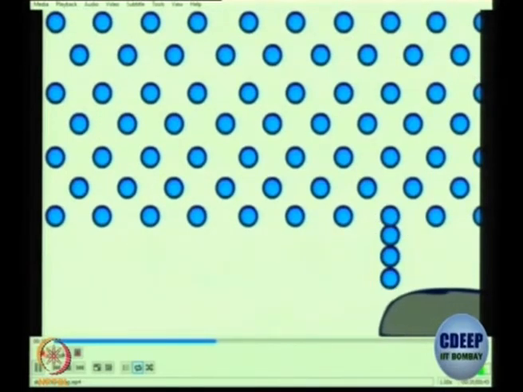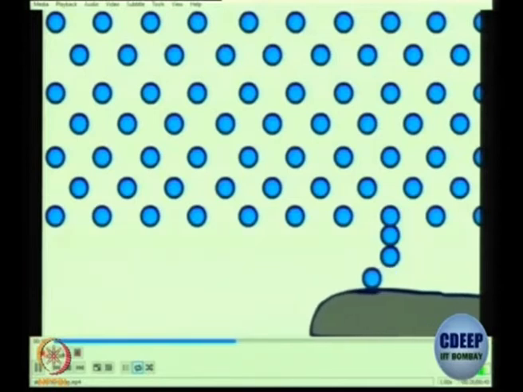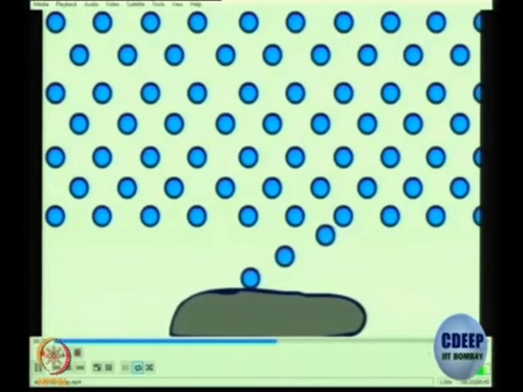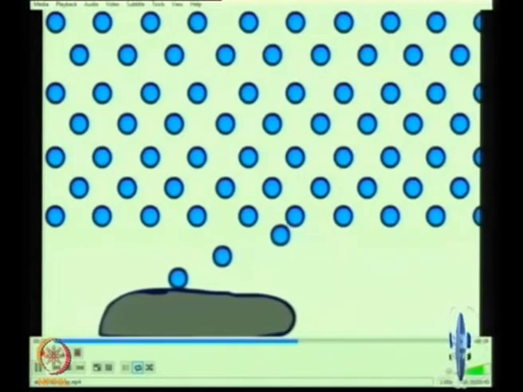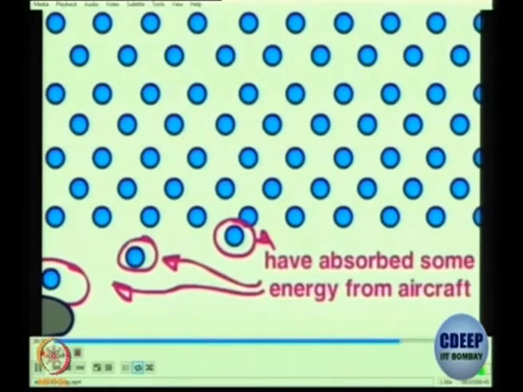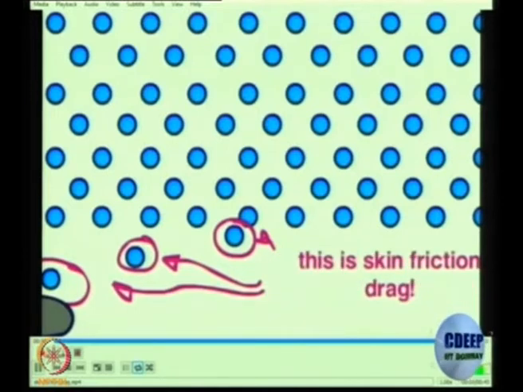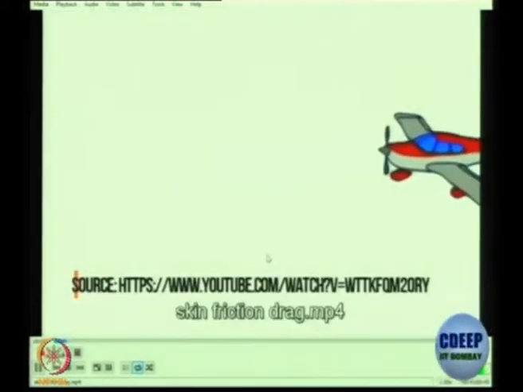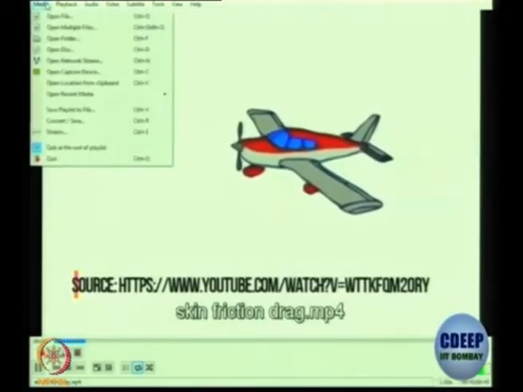In this very slowed down film, you can see that as the aircraft moves through the air, particles close to the skin are absorbing some energy from the aircraft and are accelerating to the aircraft's speed. Air particles close to the aircraft move closer to the same speed than those that are further away. This absorption of energy by trillions of air particles is what causes skin friction drag. Obviously, the picture would look like this to start with. Aircraft moving through the air is having to move through trillions of air particles.